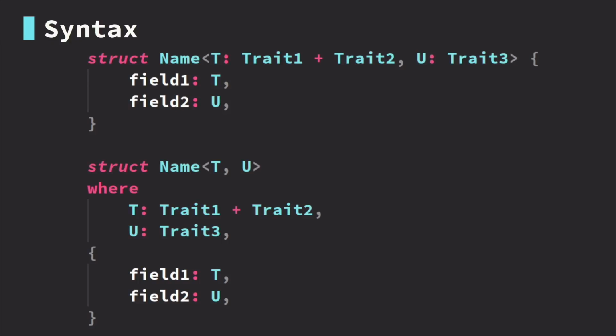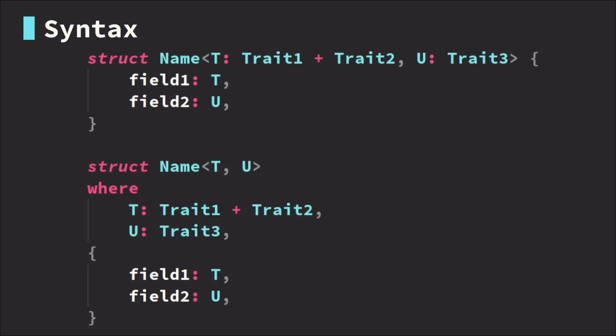We can also use a where clause to specify our trait bounds. In the second syntax, we have the struct keyword followed by the name of the structure, the generic type names T and U, just like in the first example. We then have the where keyword that comes before the curly braces. After the where keyword, we have our generic type name T, generic type name U, our colon, and then the traits that this generic type is constrained by.